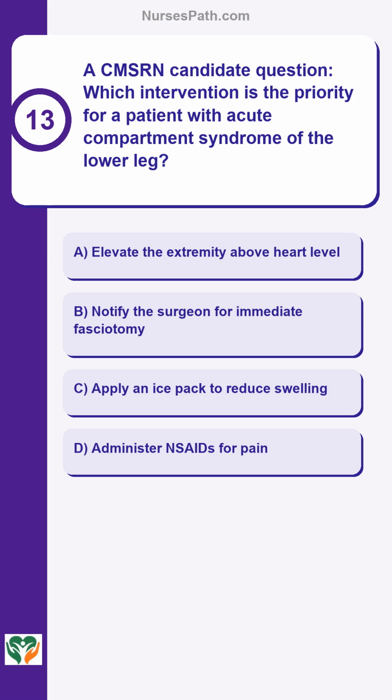Question 13. A CMSRN candidate question: which intervention is the priority for a patient with acute compartment syndrome of the lower leg? Elevate the extremity above heart level. Notify the surgeon for immediate fasciotomy. Apply an ice pack to reduce swelling. Administer NSAIDs for pain.